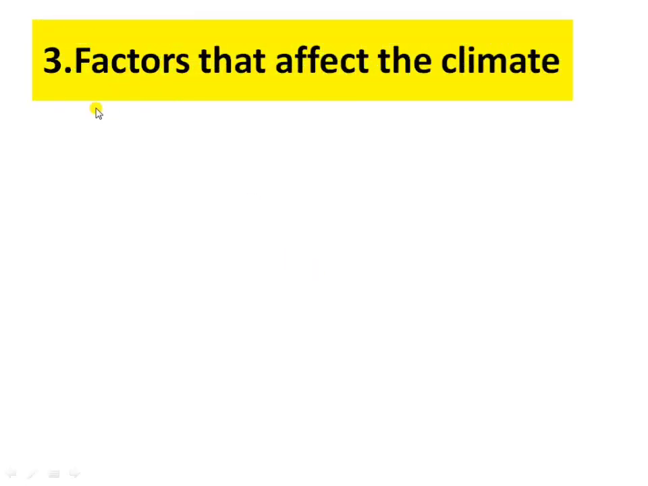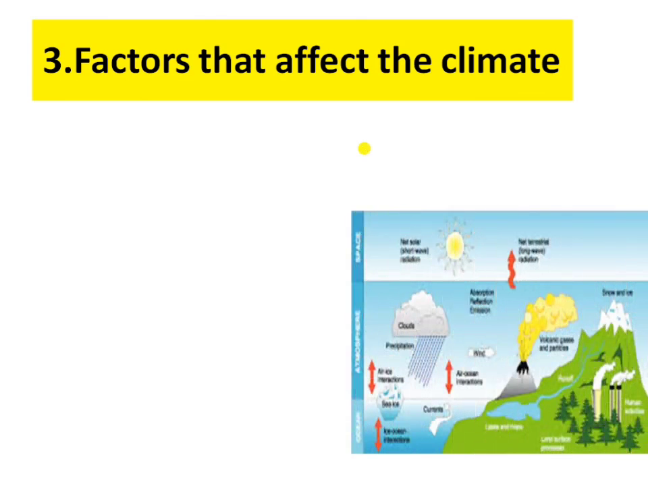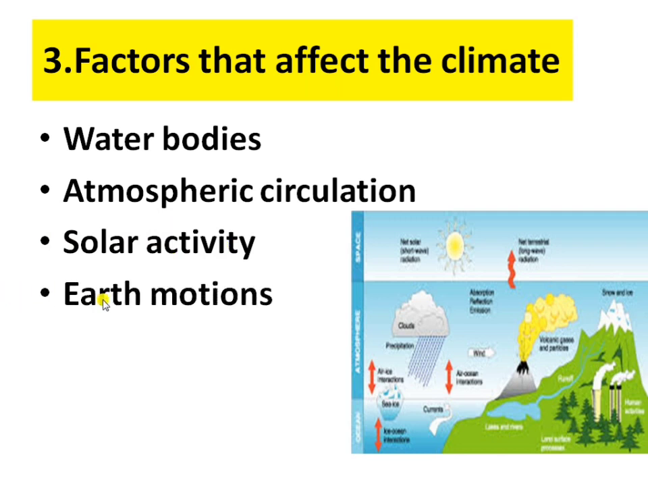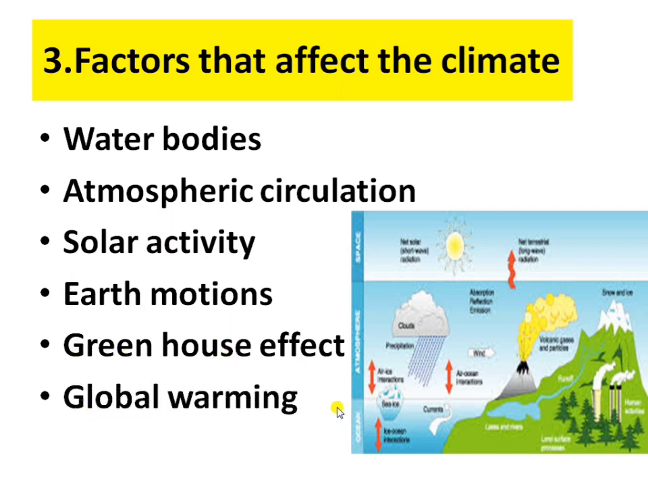Next, moving on to the third topic, that is factors that affect the climate. Now we are going to study the factors that affect the climate. The first factor that affects the climate is water bodies. Second is atmospheric circulation. Third is solar activity. Fourth is earth motions, then greenhouse effect, and global warming.